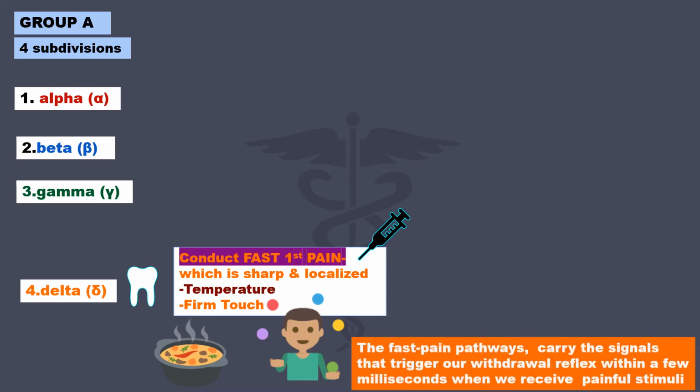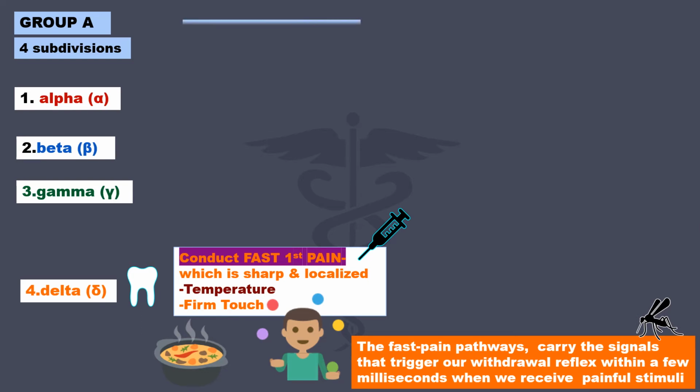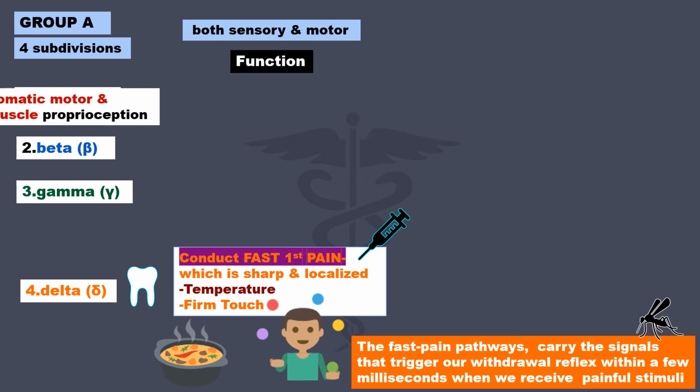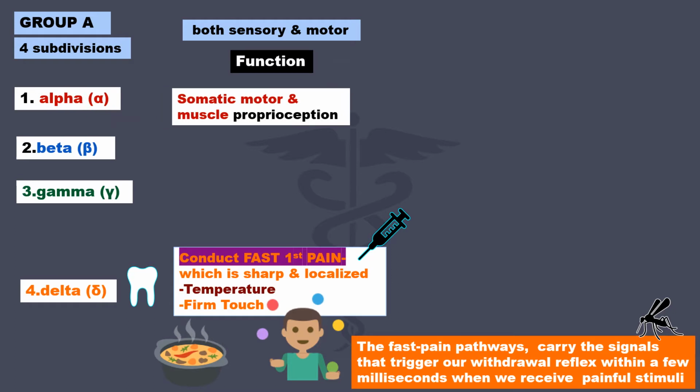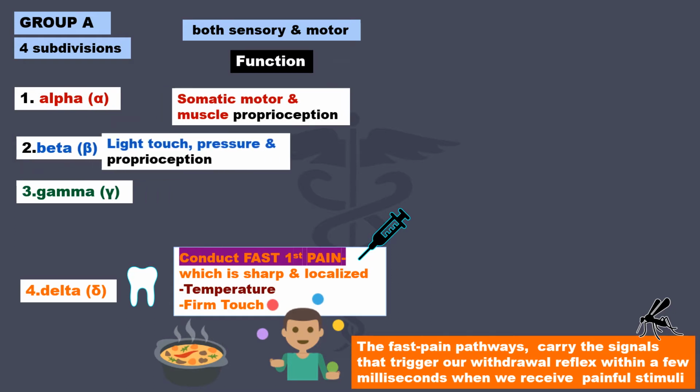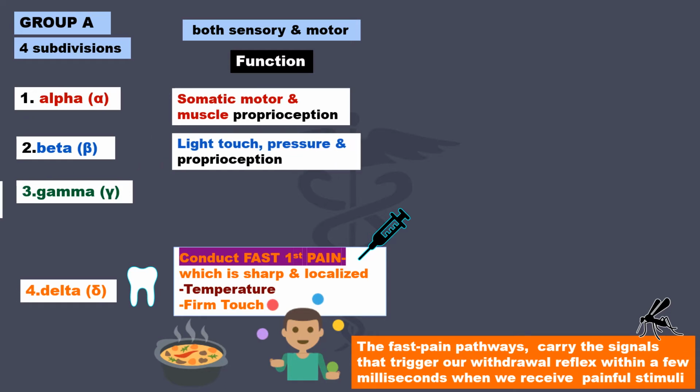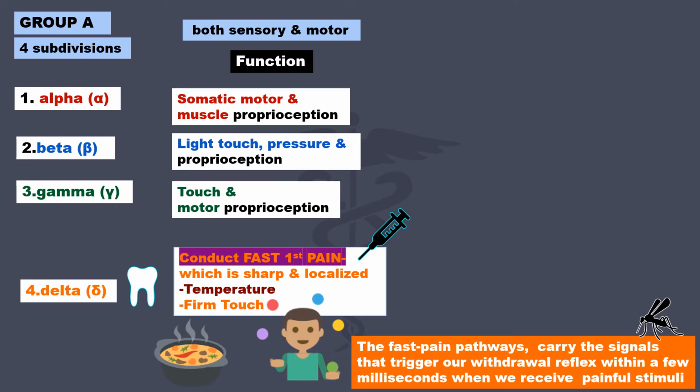The fast pain pathways carry the signals that trigger our withdrawal reflex within a few milliseconds when we receive a painful stimulus. Group A fibers have both sensory and motor function. Alpha fibers are somatic motor and muscle proprioceptive. Beta fibers carry light touch, pressure and proprioception. Gamma, touch and motor proprioception. Difference between motor and muscle proprioception is that each muscle contains many motor units.